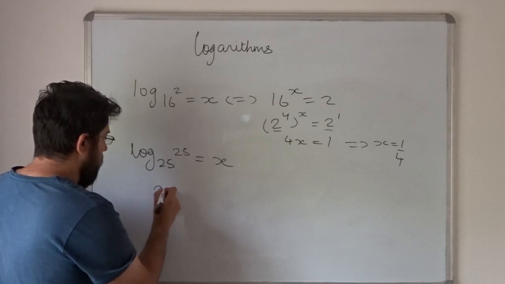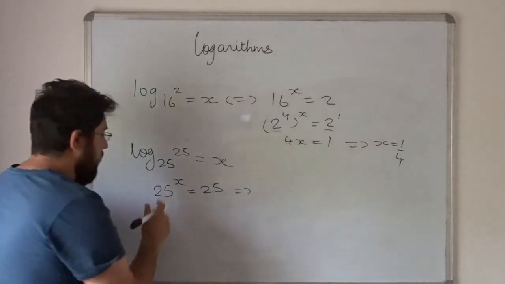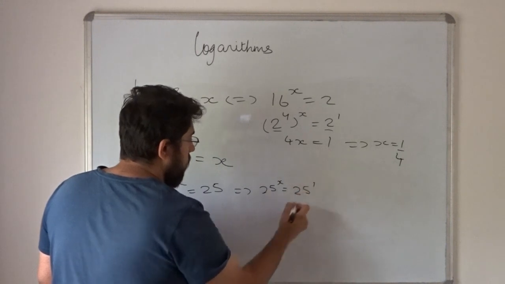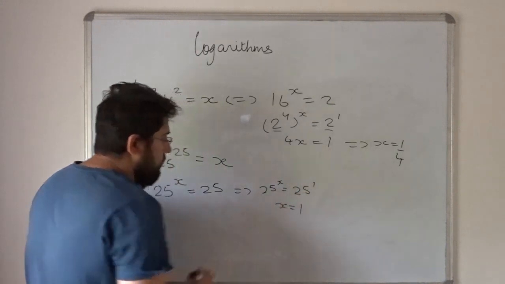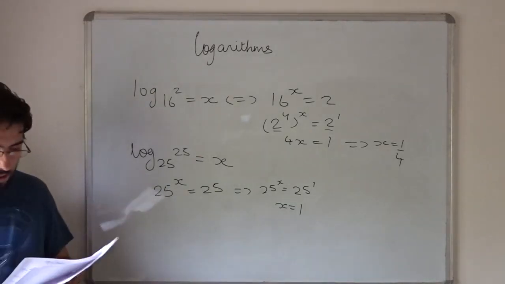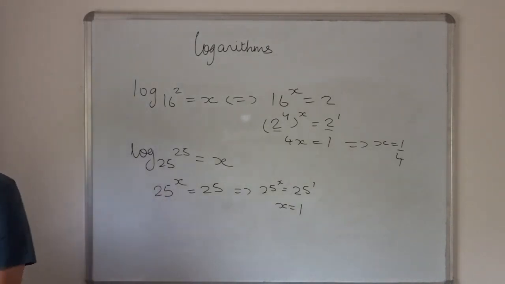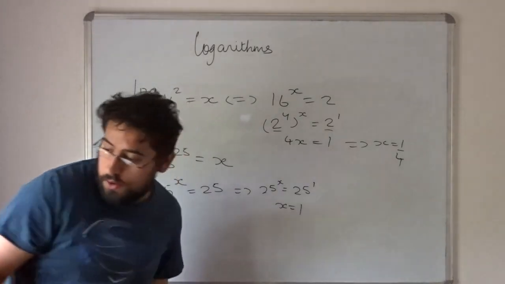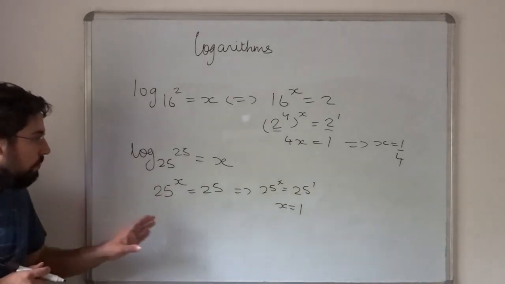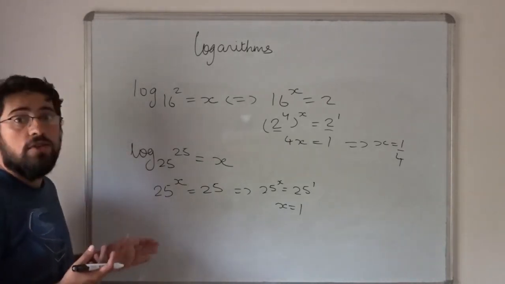This one's pretty easy. 25 to the power x equals 25. And then you have 25x equals 25 to the power 1, and then x equals 1. Okay? So this is what it is. Okay, guys. So this is how you solve both of these. So now I hope you understand how I solve these two.